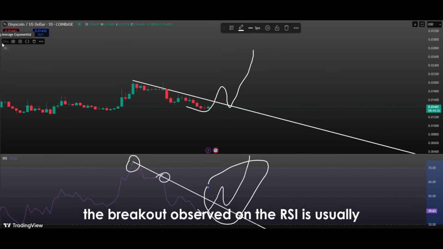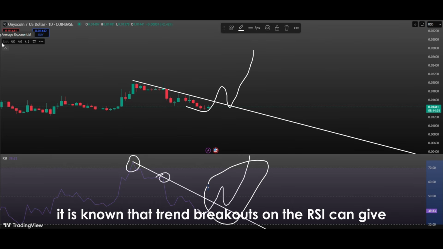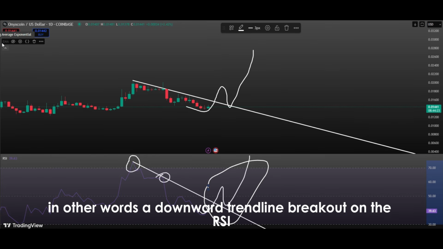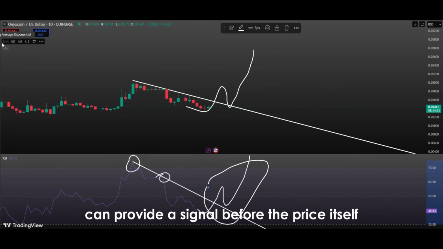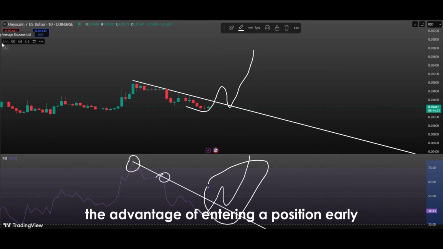Investors interpret this move as a strong increase in momentum, which leads to faster buying on the price side. At this point, the breakout observed on the RSI is usually supported by a simultaneous breakout or rise in price. Moreover, it is known that trend breakouts on the RSI can give earlier signals than those on the price chart. In other words, a downward trendline breakout on the RSI can provide a signal before the price itself shows upward movement. This gives the investor the advantage of entering a position early.